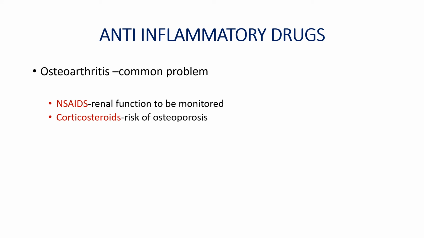Osteoarthritis is a common problem faced by many geriatric patients. Commonly we use NSAIDs and corticosteroids for osteoarthritis. When using NSAIDs, we should be very careful because NSAIDs will impair the renal function, which is already compromised. And again, impaired renal function will cause accumulation of NSAIDs and increase the toxicity. So it is a vicious cycle, and the use of NSAIDs must be very carefully monitored. Corticosteroids can be used, but they carry the risk of osteoporosis, and the elderly already have weak bones, which may be worsened with the use of corticosteroids.